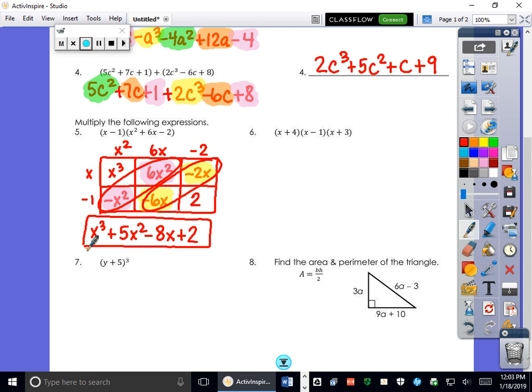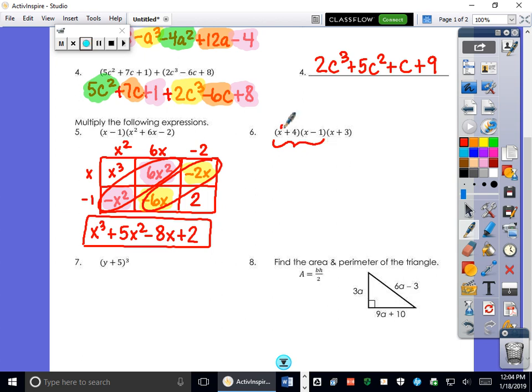Okay? Now, whenever they give you 3 parentheses like this, or like number 7 where it's to the 3rd power, you have to do 2 first and then multiply the answer that you get from multiplying the first 2 by the 3rd one. So we're going to do x plus 4 times x minus 1 first. And when I do that, I'm going to do the distributive method on this one.